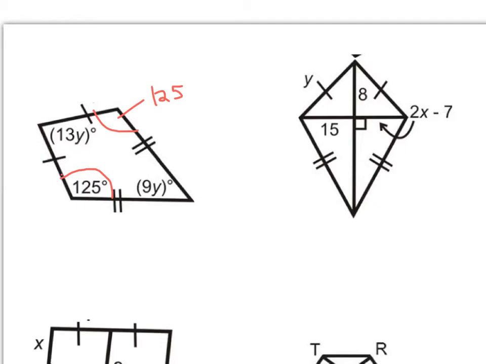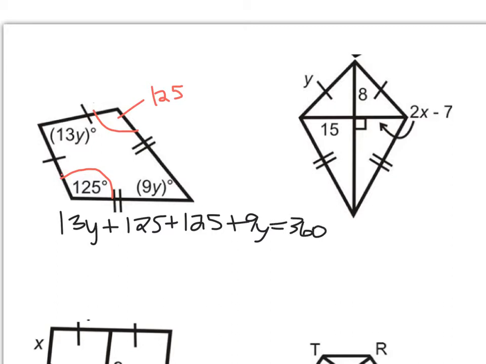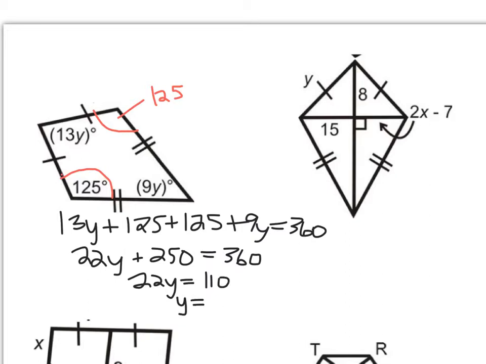360. So 13y plus 125 plus 125 plus 9y equals 360. So 22y plus 250 equals 360. So 22y equals 110. So y equals 5.